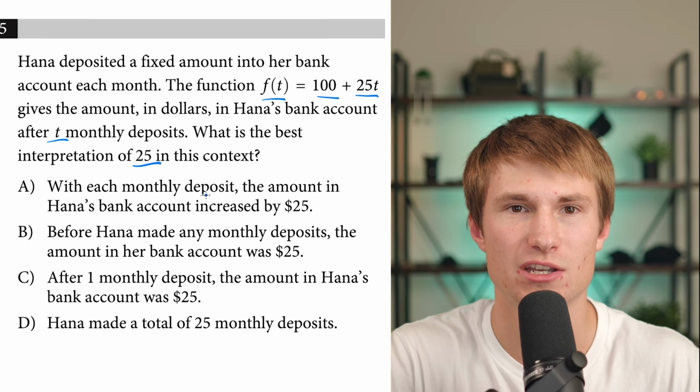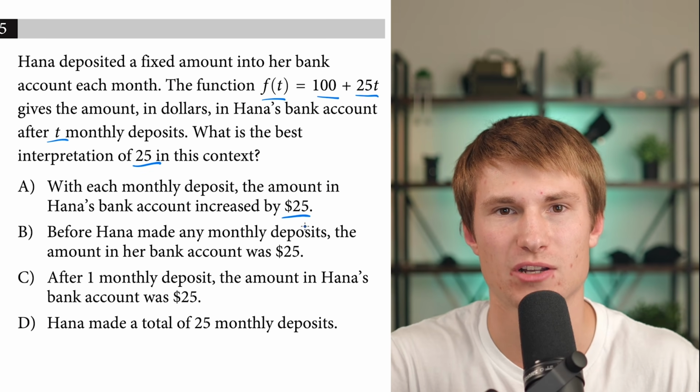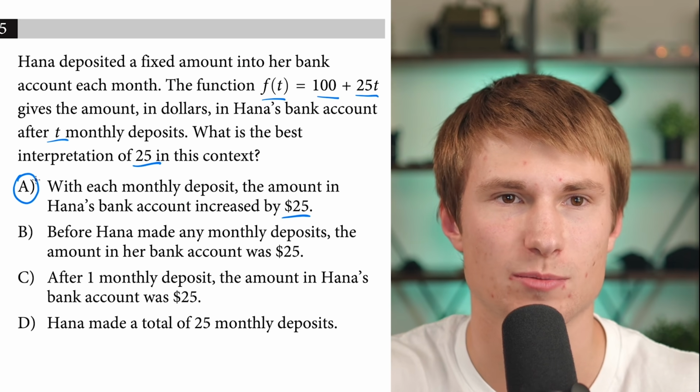So we have option A, with each monthly deposit, the amount in Hannah's bank account increases by $25. Yes, that is a correct interpretation, so our answer is A.